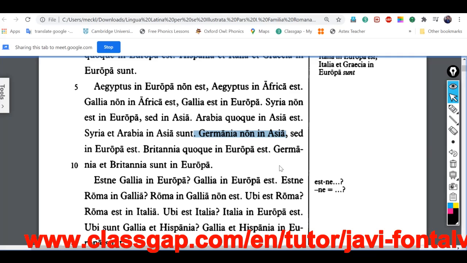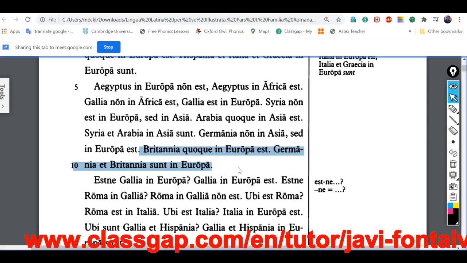Alemania no está en Asia, pero está en Europa. Here in Spanish you will use sino; in English, just "but". Alemania no está en Asia, sino en Europa. In Spanish, you're going to use sino whenever you have a negative sentence before.